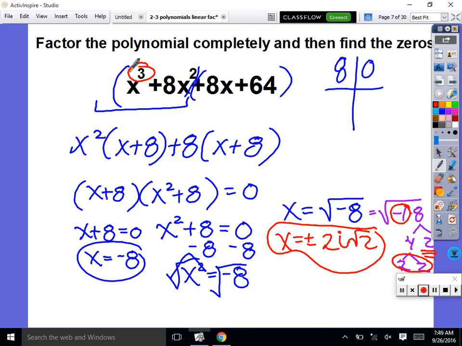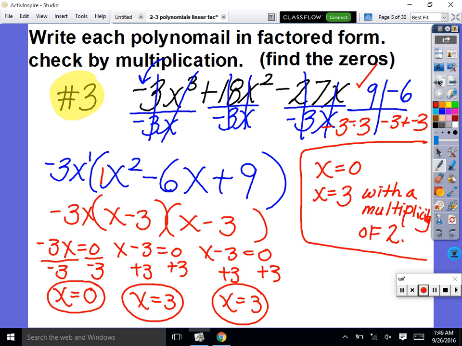Everybody feeling good? So if you can't solve the quadratic by factoring, then solve it by a different method. Does everybody understand? Okay. Awesome. So, I just want to say one more thing.